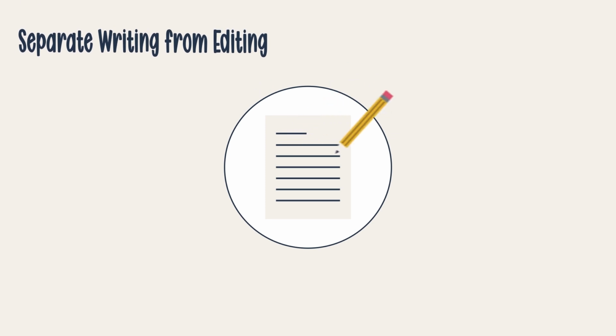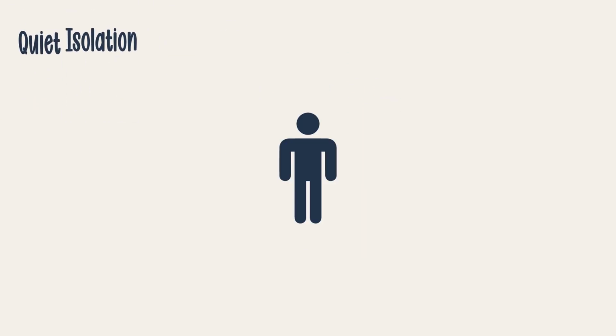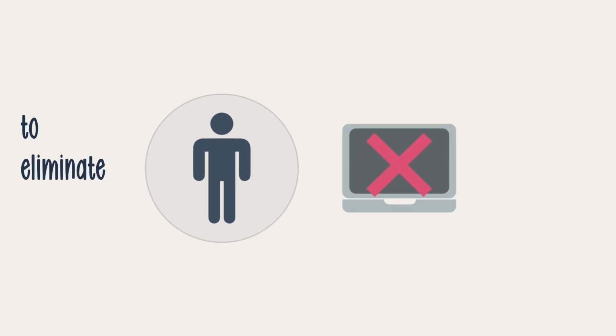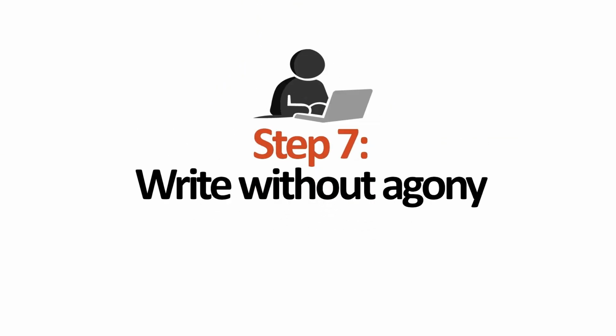Separate writing from editing. Draft freely first. Never edit while creating. Quiet isolation. Create a noise-free environment to enter deep focus and eliminate all distractions. Step 7. Write without agony.